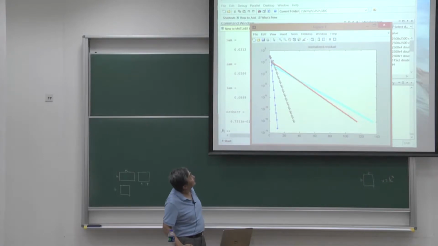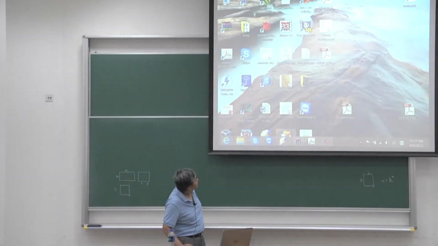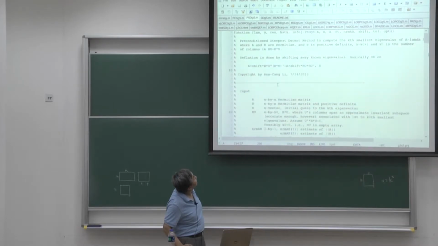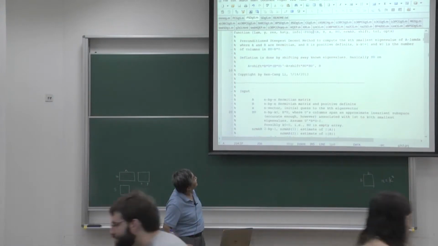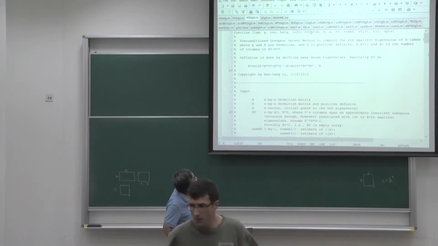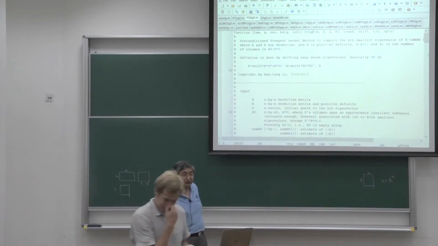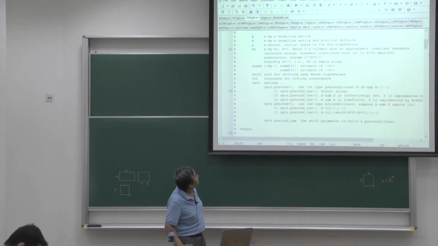Let's look at the code a little bit. What about the preconditioning? The code is called preconditioned steepest descent. The last S stands for shift. G is generalized. S is shift deflation that we talked about. And in there, you have an option you can set.